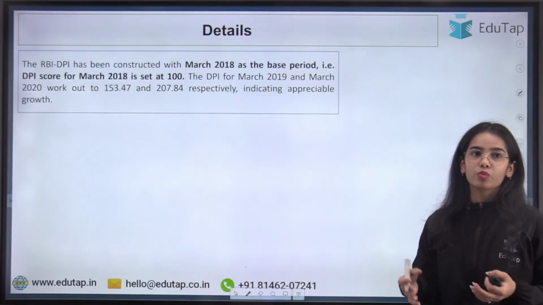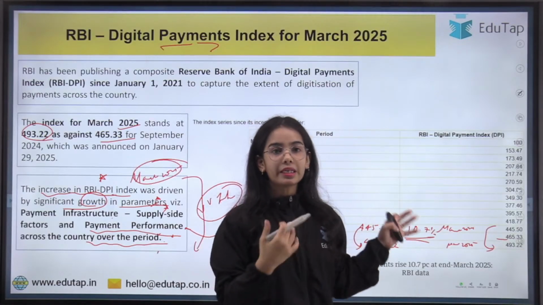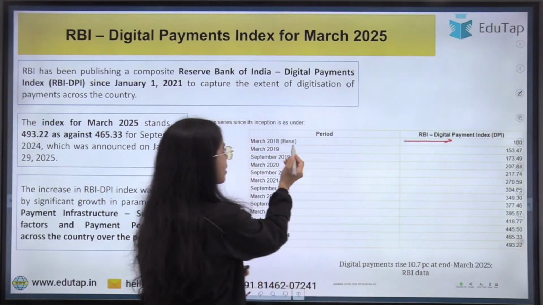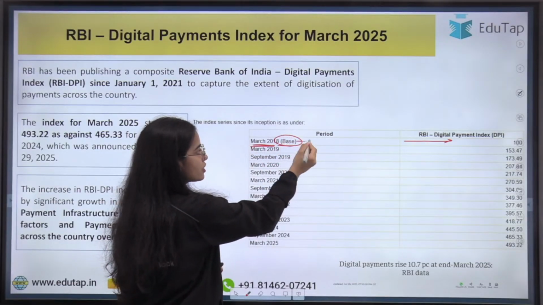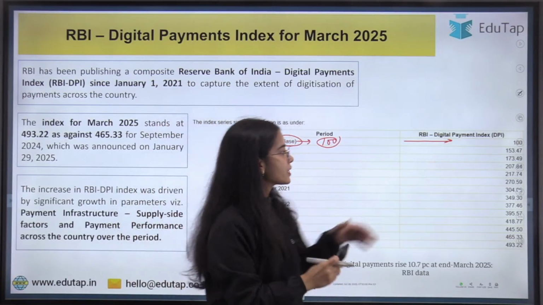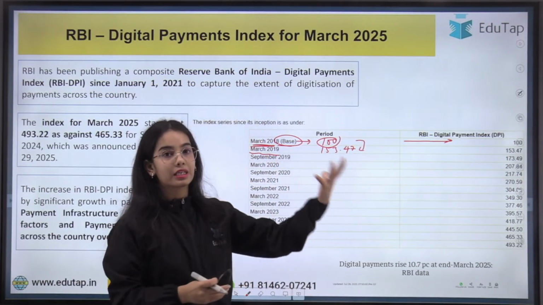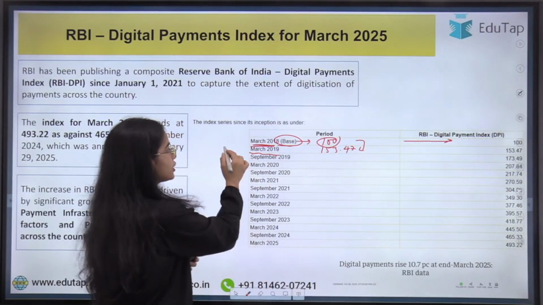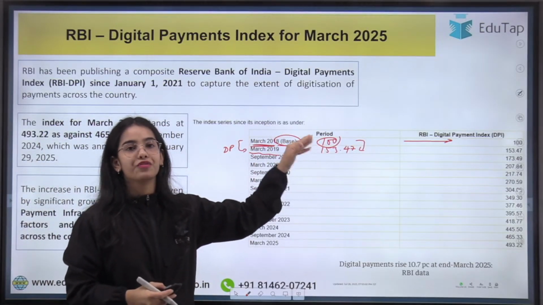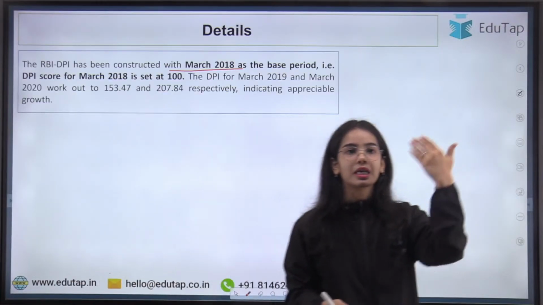Now coming to some last few points, the RBI DPI has been constructed with March 2018 as the base year. So basically indexes usually have a base year, and in the case of the RBI digital payment index, March 2018 is the base year. Now the base year value is kept at 100. So that, let's say in March 2019, the value of the digital payment index was 153.47. So it can be compared that, okay, the value has increased. That means there is growth that has happened in the digital payments from March 2018 to March 2019. So basically March 2018 is taken as the base year, where the value of the index is taken as 100, and the other years are compared against the base year usually.